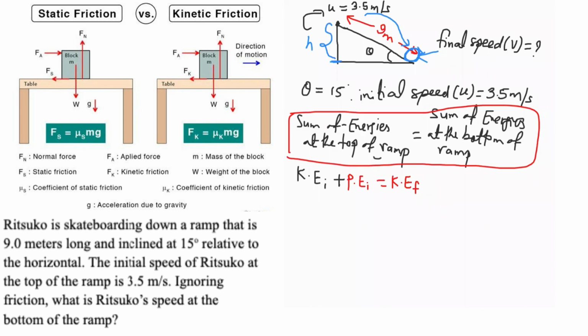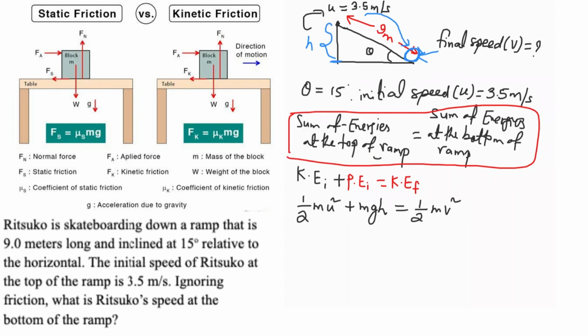Now, what is kinetic energy? Kinetic energy is half mv square, half mass times the velocity square, but at the top it's u square. Potential energy is m times g times h, where h is the height from the surface. Kinetic energy is half mv square. Now we know the value of, okay, one more thing.